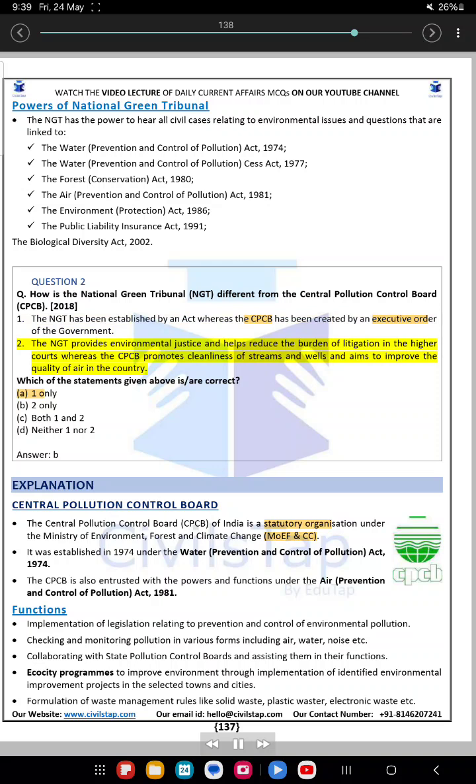The NGT provides environmental justice and helps reduce the burden of litigation in the higher courts, whereas the CPCB promotes cleanliness of streams and wells and aims to improve the quality of air in the country. Which of the statements given above are correct? A. 1 only. B. 2 only. C. Both 1 and 2. D. Neither 1 nor 2.